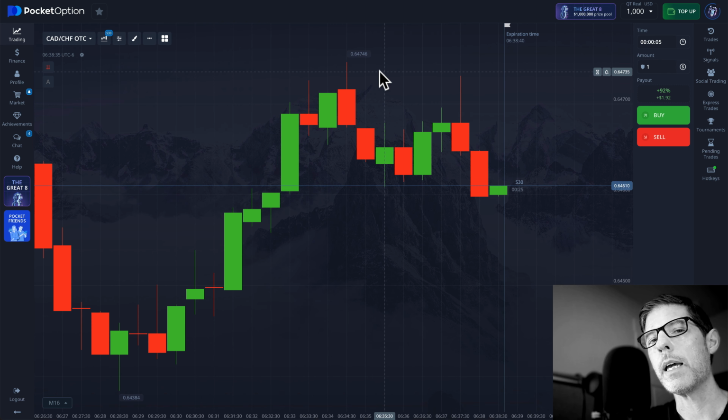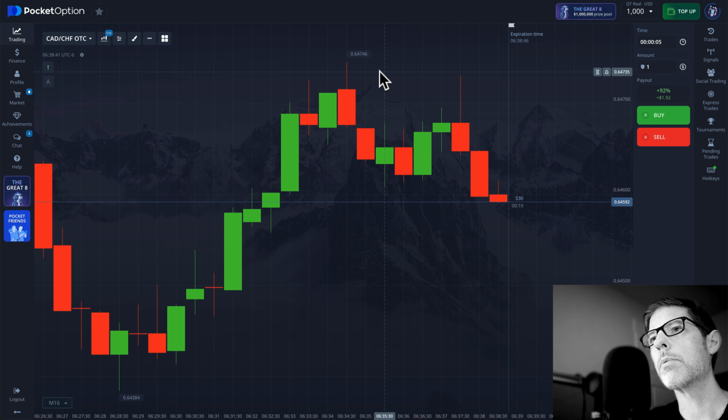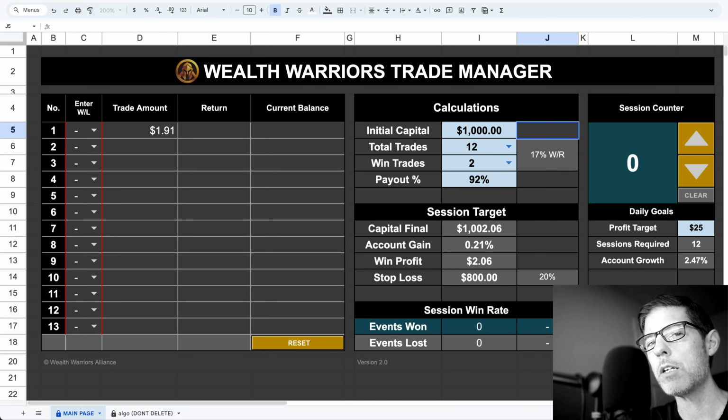Another important thing, in order to stay profitable, it's not just the strategy alone. We must incorporate something called money management. And we do that by using a trade manager, more specifically the Wealth Warriors Trade Manager, which is my own trade manager that I use. And I can share with you a little bit later on how to get this trade manager.